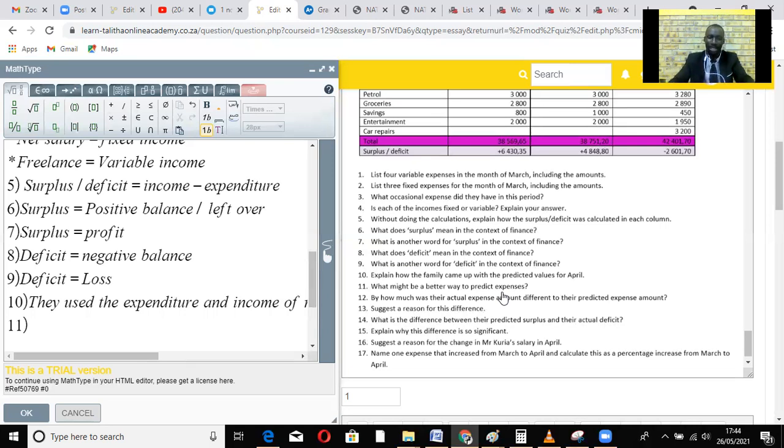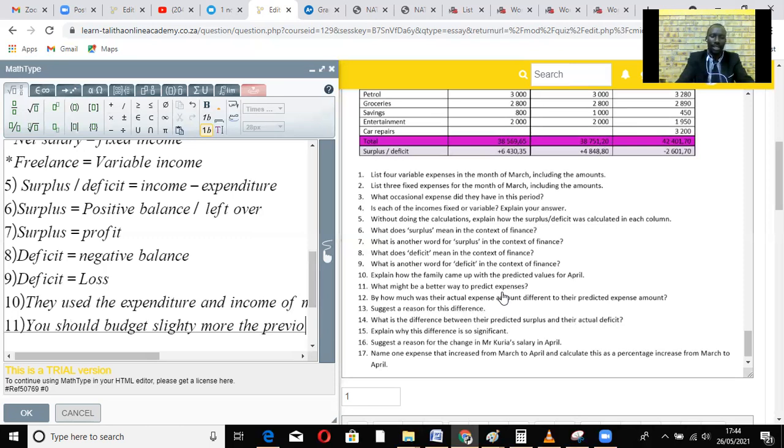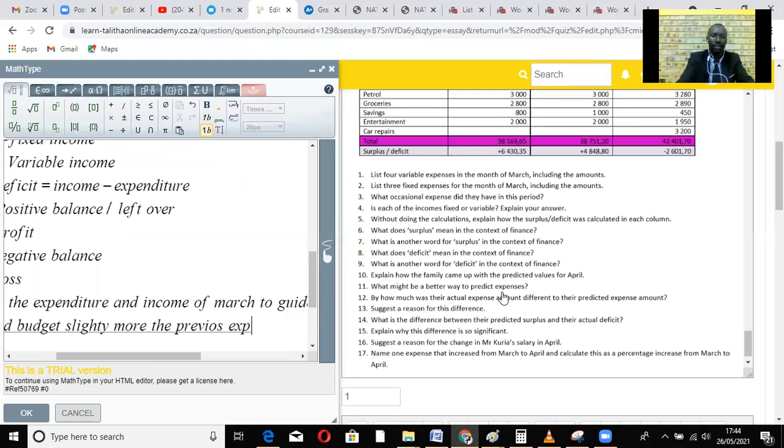Okay? So the thing here is you should budget slightly, okay? Not too much, but at least slightly more than the previous expenses or expenditure. Yes, you should budget slightly more than the previous expenditure. That way, you are much safer.